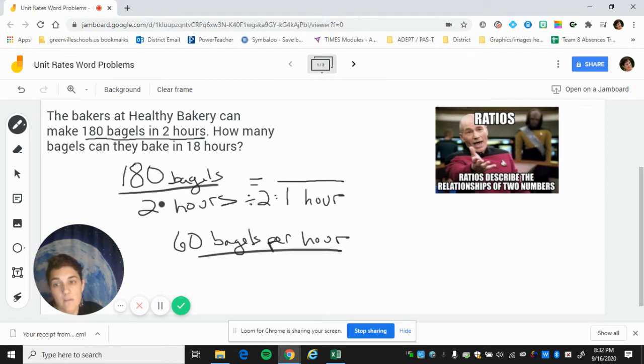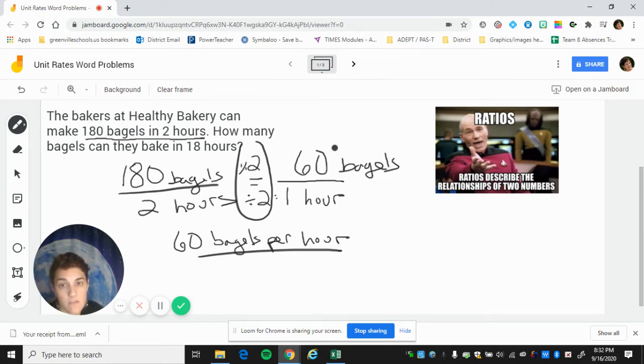Okay, the numerator and the denominator are like part of a fraction family. And they're going to get jealous if the denominator gets something that the numerator doesn't have. If you divide the denominator by 2, you also have to divide the numerator by 2. Okay, doing the same thing here. 180 divided by 2 is 60 bagels per hour.